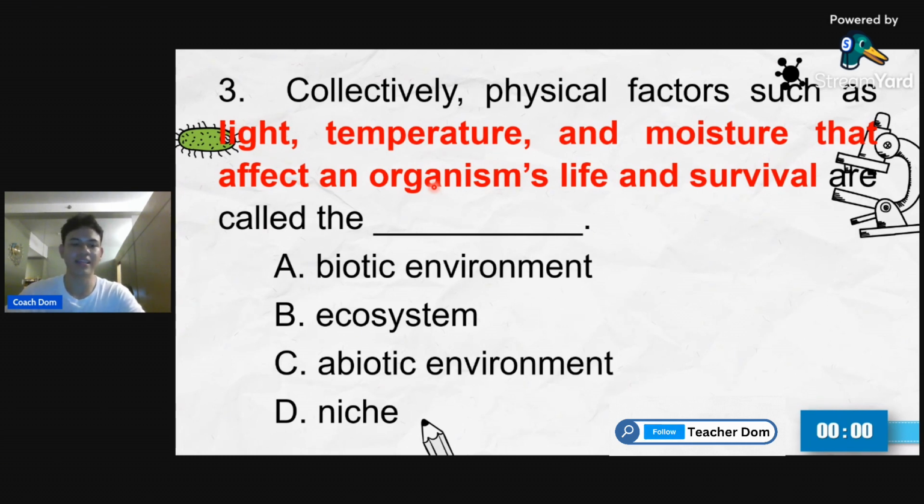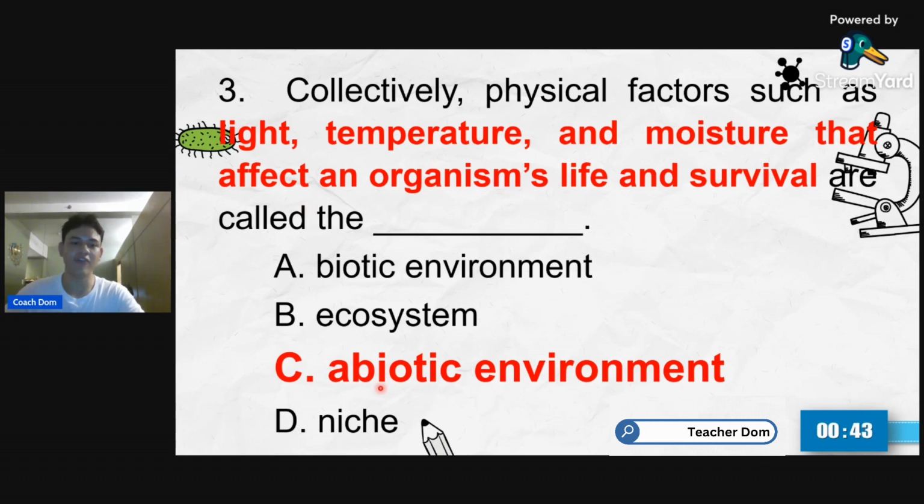Correct answer, that is letter C, abiotic environment. Again, when you say abiotic, ito po yung mga non-living factors and processes in an ecosystem. Example po dyan, yung sunlight natin, yung soil, yung wind tsaka yung humidity and so forth, they are part of abiotic environment. Important lang, abiotic factors interact with each other, and also it is going to affect the living organisms, including na dyan yung mga animals and plants.